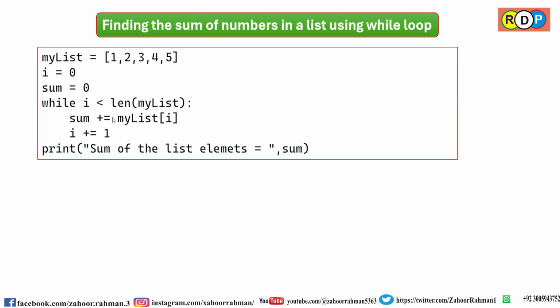So again it will add the value at the 1 location, which is 2, to the previous value, that is 1, so 1 plus 2, the new value of sum will be 3, and i will increment to 2. The value at position 2 will be added to the previous value, that is 3, and 3 plus 3 is equal to 6, and so on. When 5 is less than 5, it is false, so the loop ends. Then the statement printing the sum of the list elements will show whatever is stored inside sum, which will be 15.